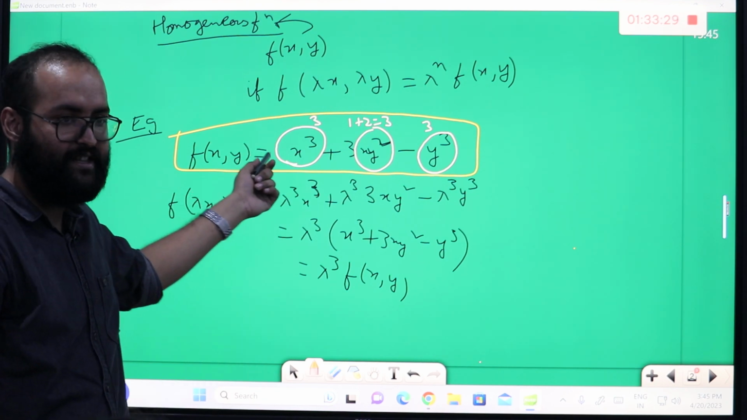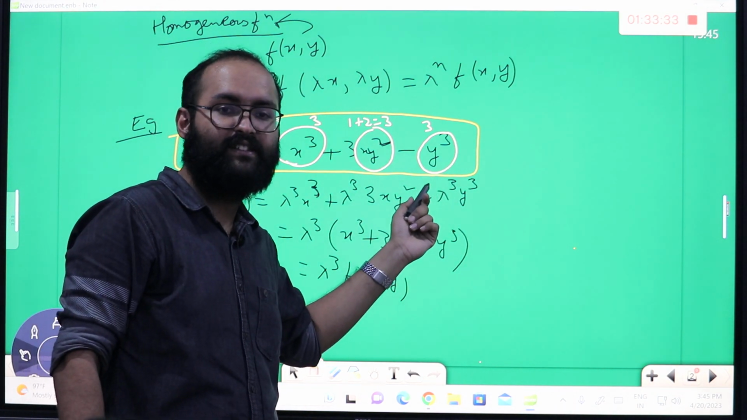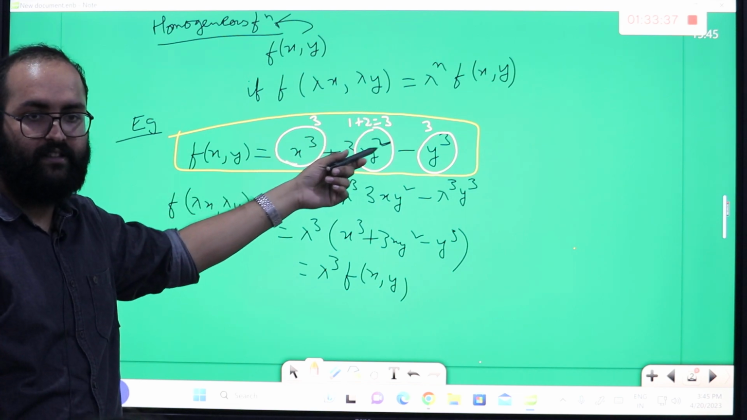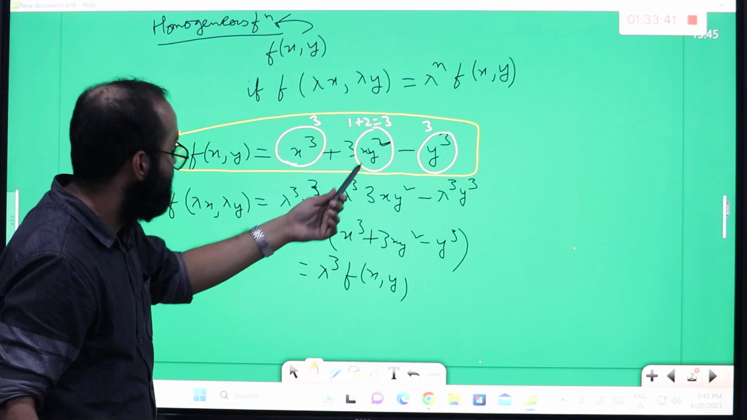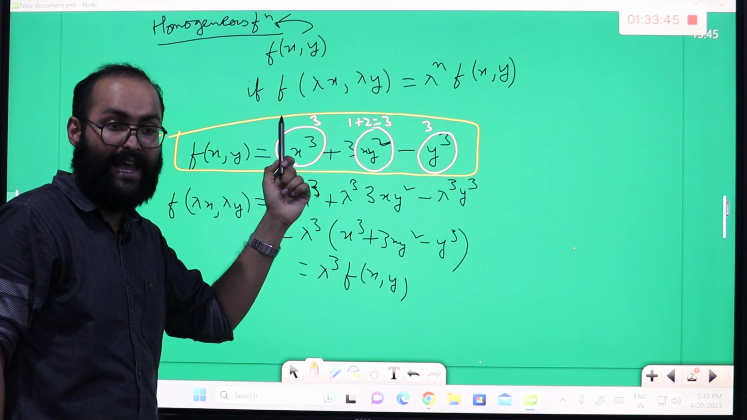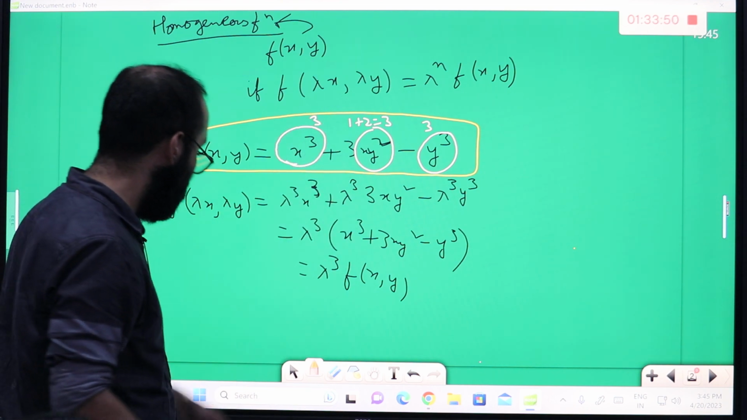So here you can see that the degree is same in each and every term, isn't it? 3, 3, 3. This function is a homogeneous function. That's it. Clear? And in this, how do you calculate degree? X is multiplied with y square, so you add the powers, isn't it? 1 plus 2, 3. So this is a homogeneous function.